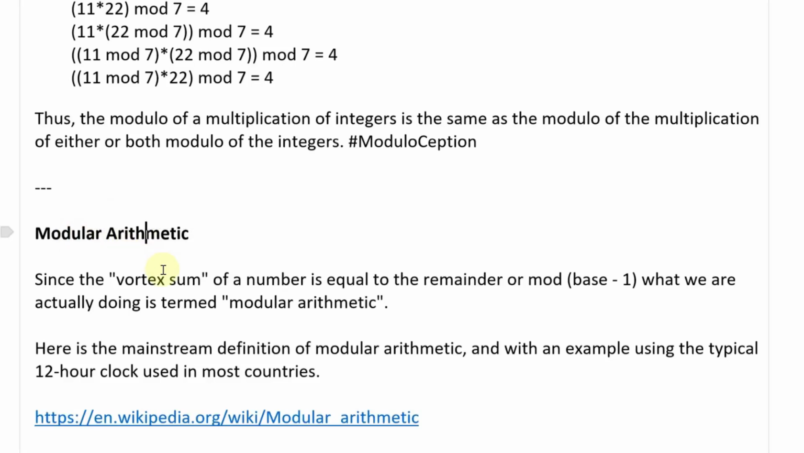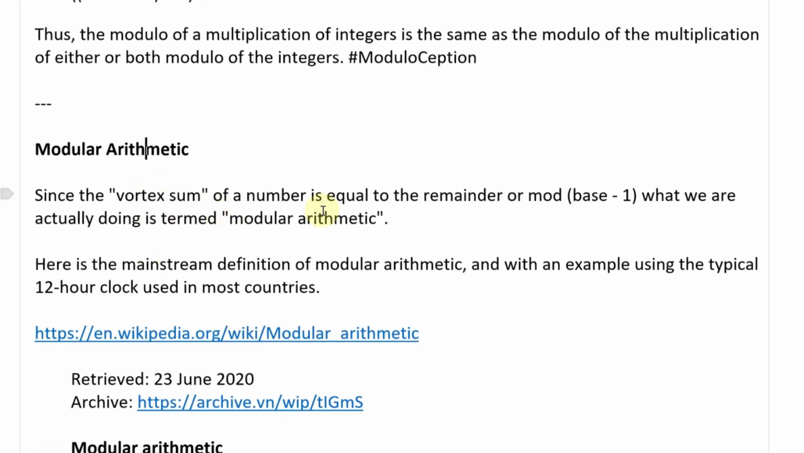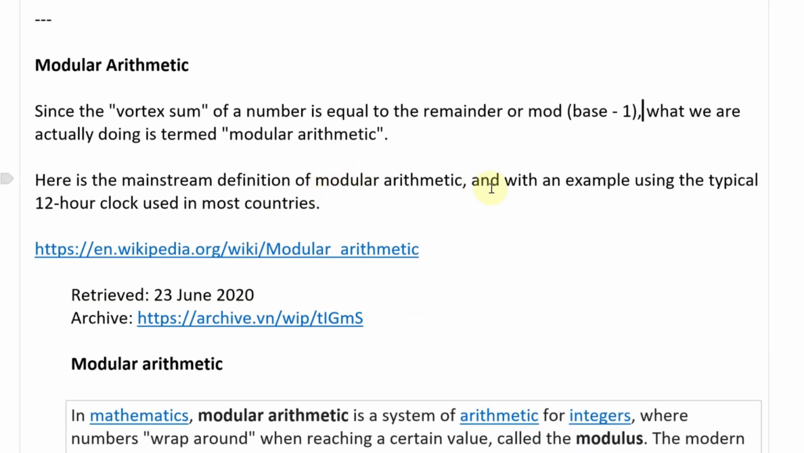Modular arithmetic. Since the vortex sum of a number is equal to the remainder, or mod base minus 1, what we are actually doing (let's put a bracket) is termed modular arithmetic. Here is the mainstream definition of modular arithmetic, with an example using a typical 12-hour clock used in most countries.